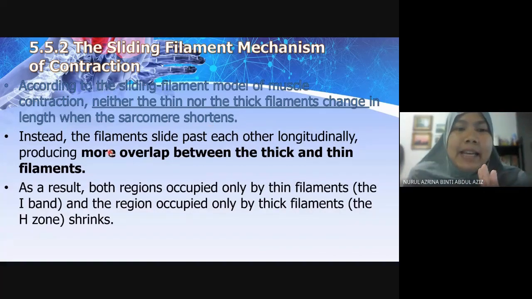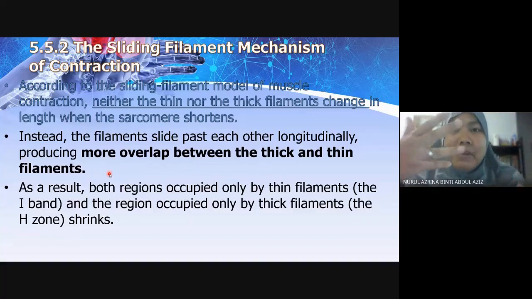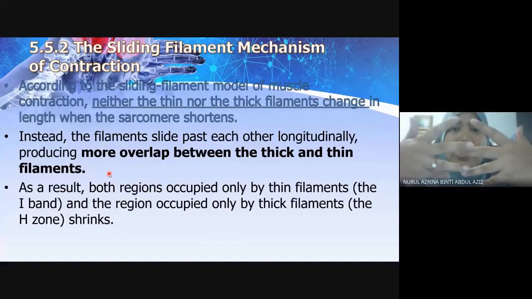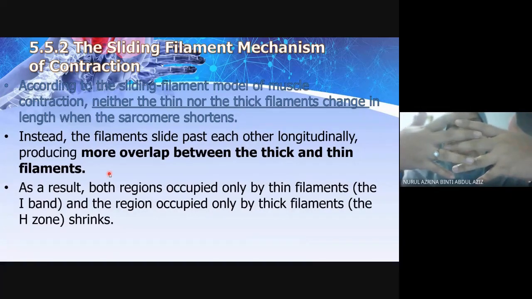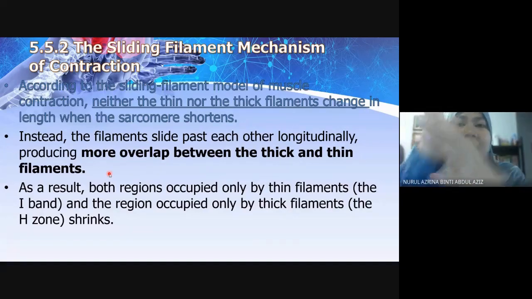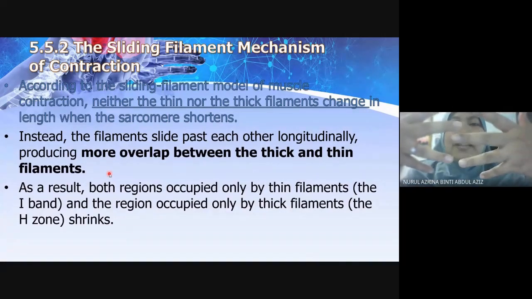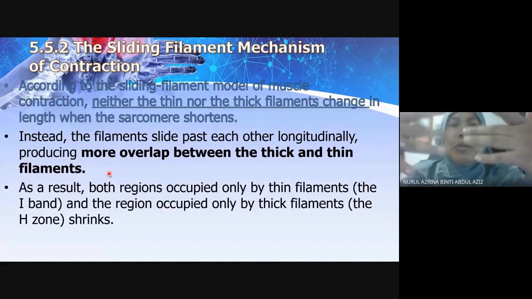But what happens instead is the filaments slide past each other longitudinally, producing more overlapping between the thick and the thin filaments. Bayangkan jari madam ni, one is thin filament, one is thick filament. When the muscle contracts, the filaments are basically sliding past each other. Nampak? They slide. Bayangkan sarcomere memang satu, pergelangan tangan madam ni sarcomere. So when the sarcomere shortens, you can see jari tak berubah pun, pendek.